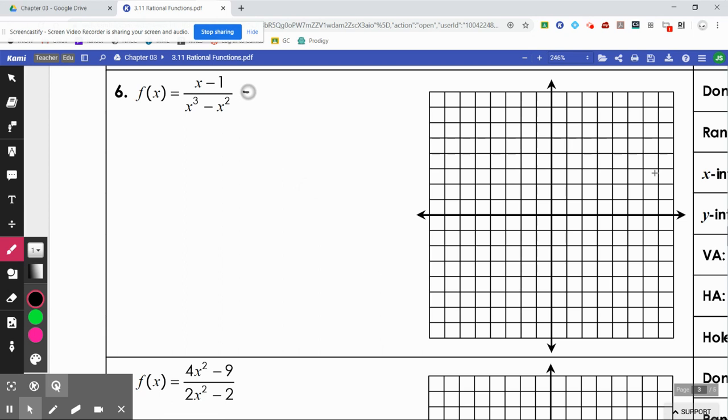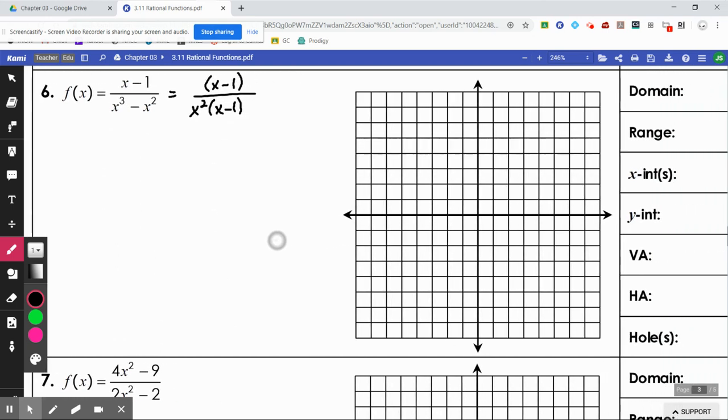Okay, we always start out by factoring. So the top is already factored, x minus 1. The bottom has a common factor of an x squared. Factored out, you're left with an x minus 1. Okay, now this one's going to be a little bit different looking graph.